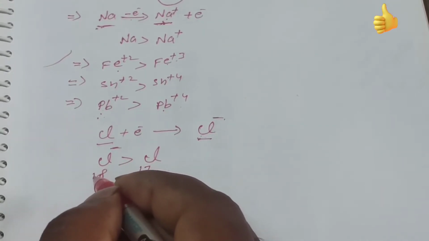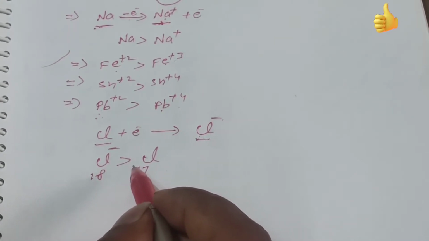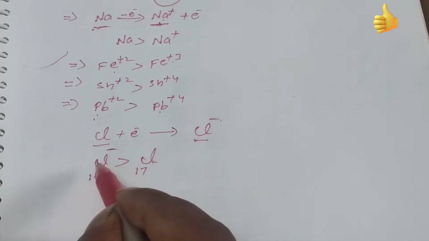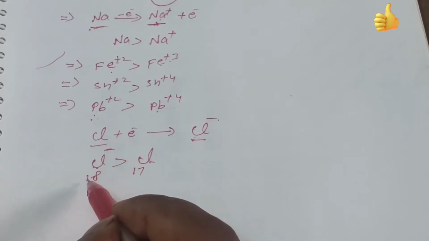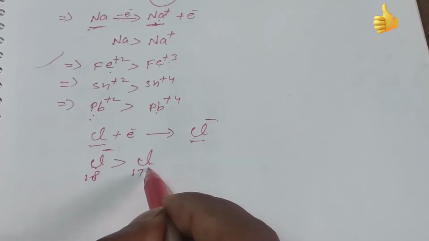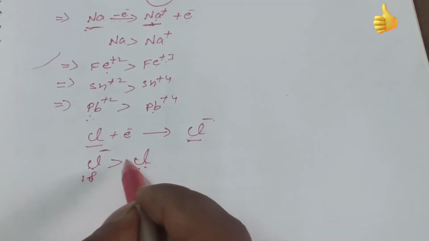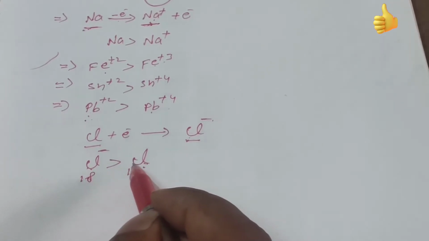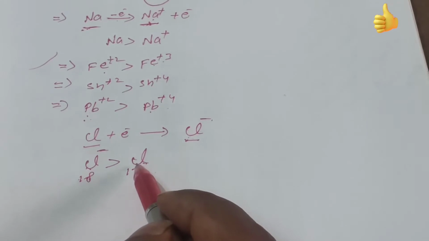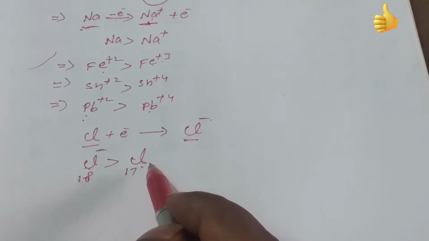Now the radius of an anion is more than that of the neutral atom. Here chlorine is the neutral atom and chloride is the anion, so the negatively charged species has more size than the neutral atom. The main reason is that there is a decrease in the effective nuclear charge between the neutral atom and the ion. That's why, compared to the neutral atom, the chloride has the bigger size.